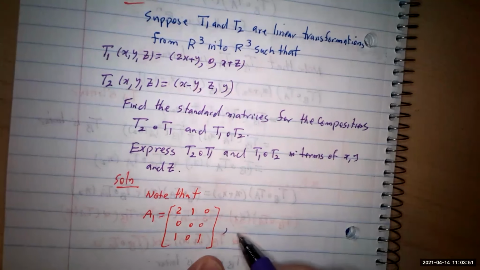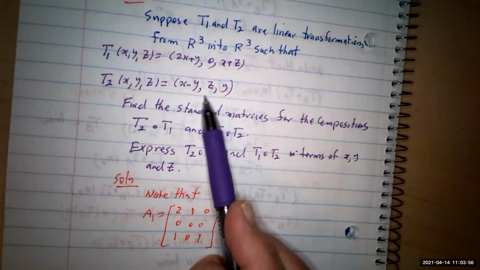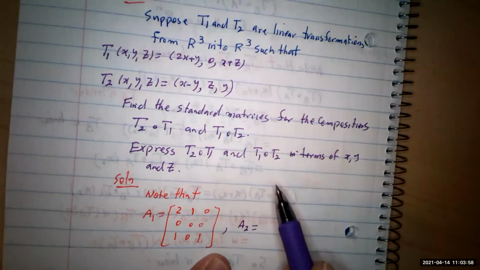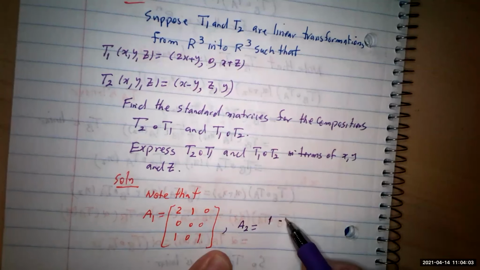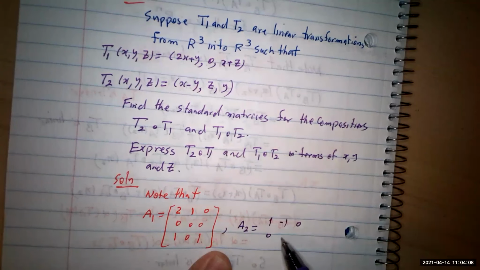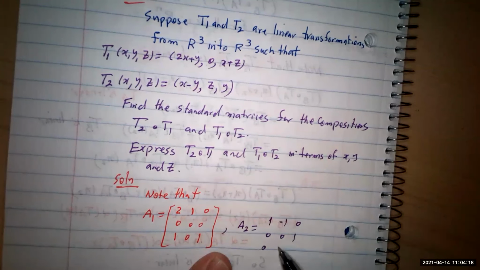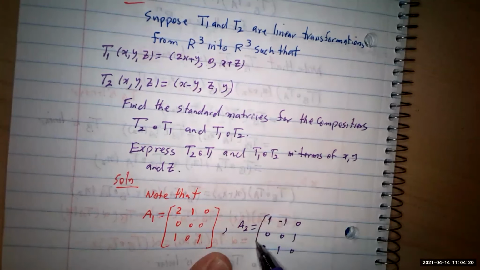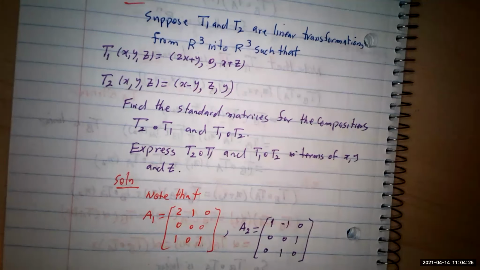Okay, then we get A2. For A2, it's going to be a 3 by 3. The first row gives you 1, and the coefficient of y is -1. There is no z. The second row is z, so there is no x and no y, but z. The last one is y. There is no x, but 1 y, no z. So that gives you A1 and A2.